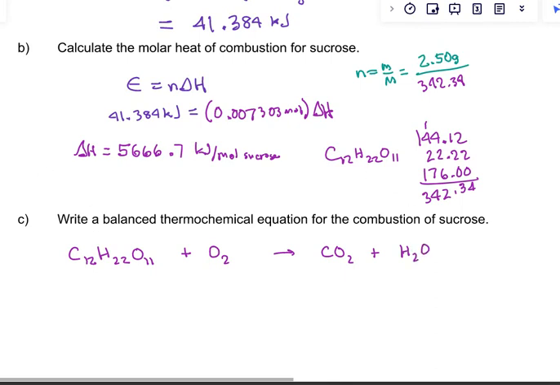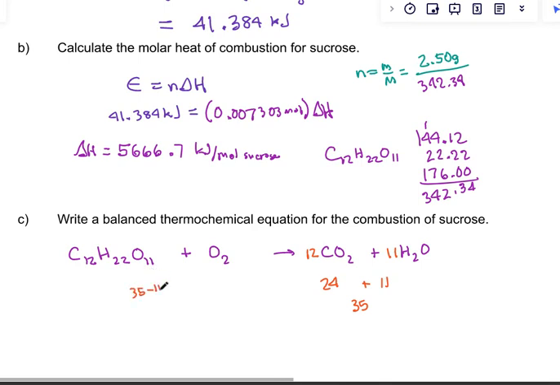They asked for balanced, unsurprisingly, so how do we balance this? 12 carbons means we need a 12 over here. 22 hydrogen means we need 11 over here. Now, oxygen. 12 times 2 is 24 oxygens. 11 more here gives us a total of 35 oxygens on the right-hand side. On the left side, we have 11 oxygens right here.